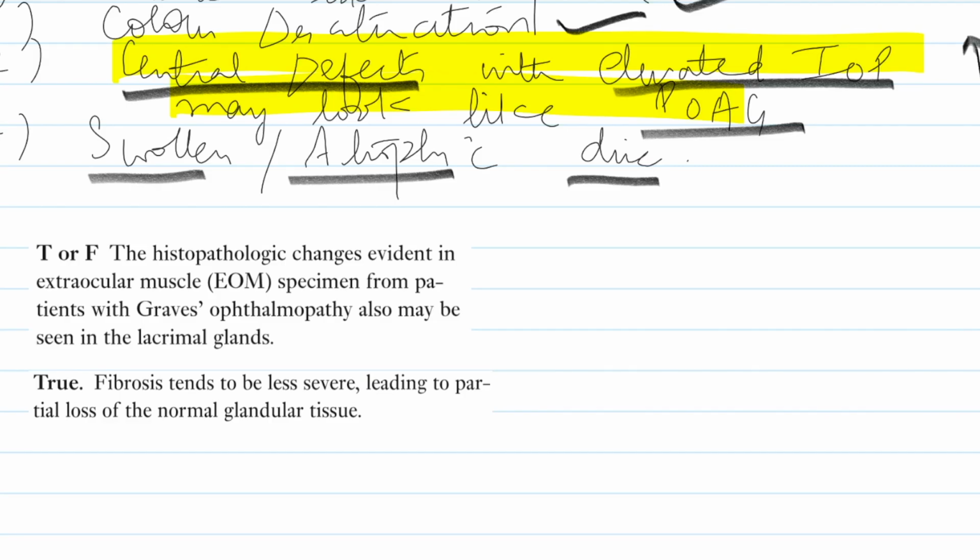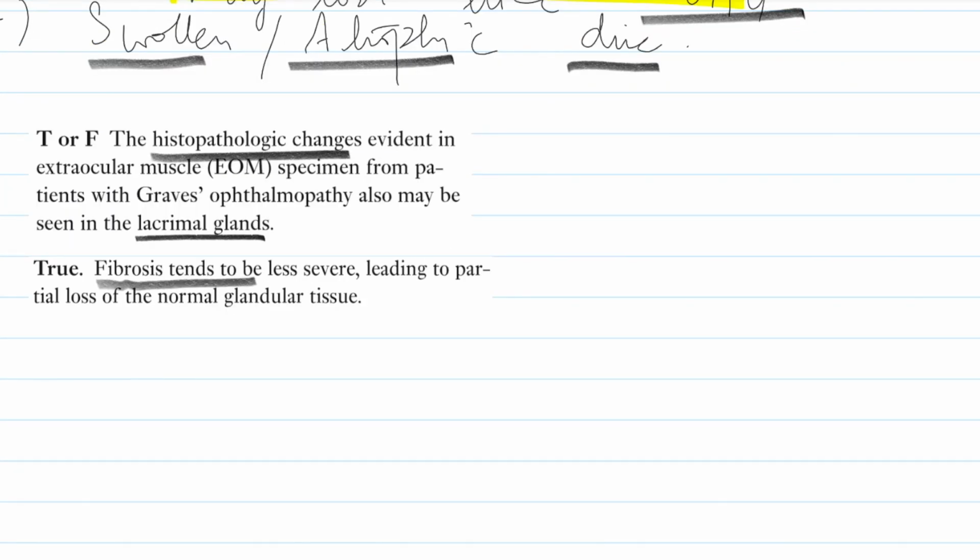Some extra points to be noted here are the histopathologic features evident in extraocular muscle specimens from patients with Graves' ophthalmopathy, which also may be seen in the lacrimal glands. So the lacrimal glands will have similar histopathologic changes as you see in Graves' ophthalmopathy with other extraocular muscles. Then fibrosis tends to be less severe in thyroid eye disease, leading to partial loss of the normal glandular tissue. So now let's swiftly move on.